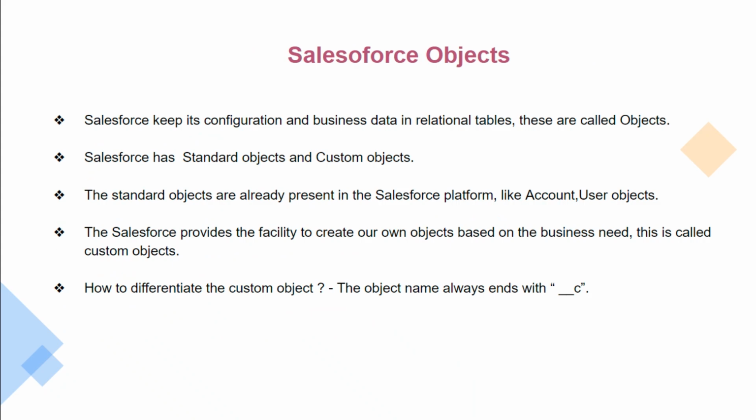Salesforce keeps its configuration and business data in relational tables. These are called objects. Salesforce has standard objects and custom objects. The standard objects are already present in the Salesforce platform, like account, user objects. Salesforce provides the facility to create our own objects based on the business need. This is called custom objects. How to differentiate the custom object? The object name always ends with __C.